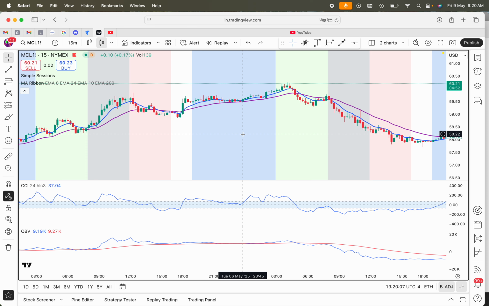So we can see at this point, let me have a look. At this point here there was a long. What was on balance volume doing?